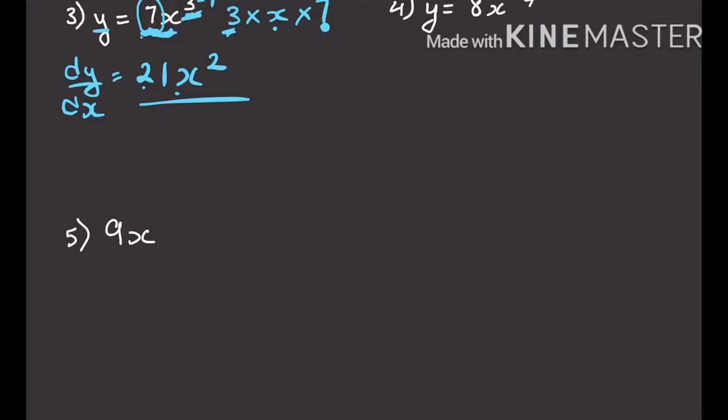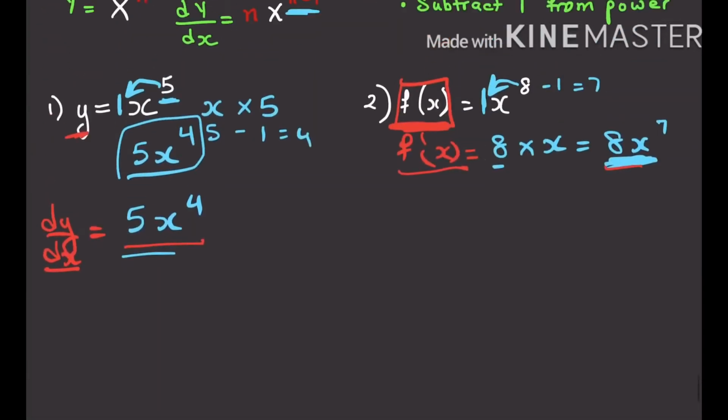So what's unique about this? This has a negative power. Now let's not forget that powers can be positive, they can be negative. We should know how to deal with all of them. And it's not anything different. We're going to use the same 2 rules.